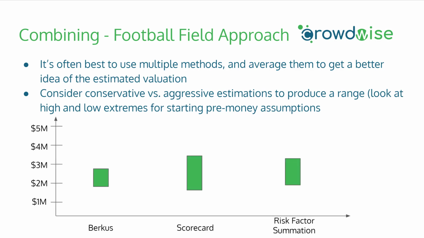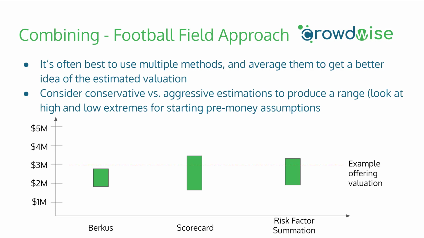Let's assume you decided to use 3 methods, Berkus, Scorecard, and Risk Factor, and you came up with valuation ranges as you showed here. Plot the valuation on the y-axis and put each of the different valuation methods on the x-axis. Now, you can compare this to what's being offered on the crowdfunding portal.